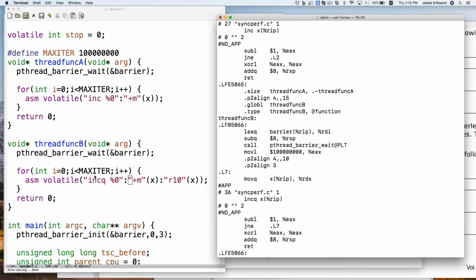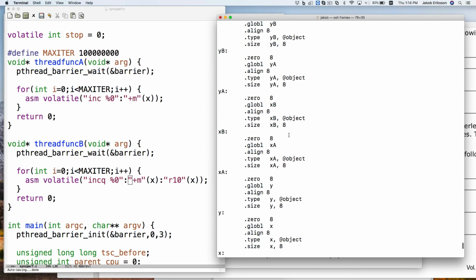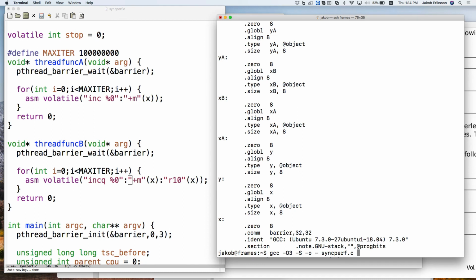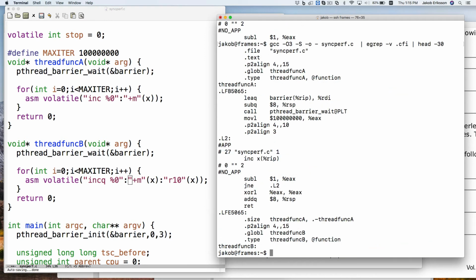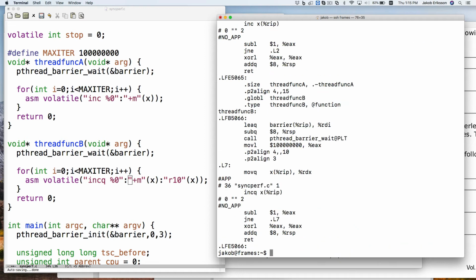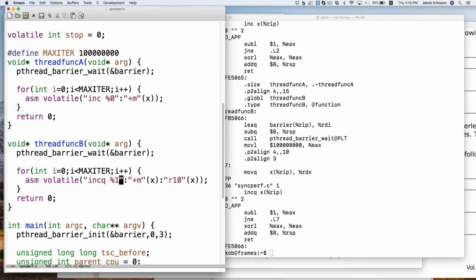Okay, so let's run another one. How many? Oh, I can do a head on it. Does that give us what we want? Not quite. We're still in thread func A. We want thread func B, the one we're playing with, so I'll do a little more. Okay, here. Good. All right, so what are we doing? Yeah, here's our inc with the x replaced. So let me just try putting a %1 here instead.